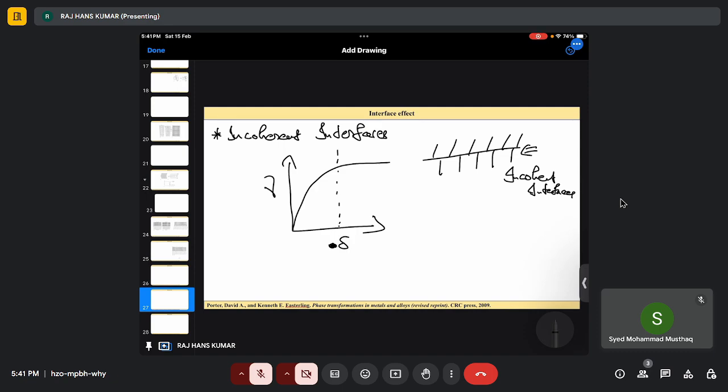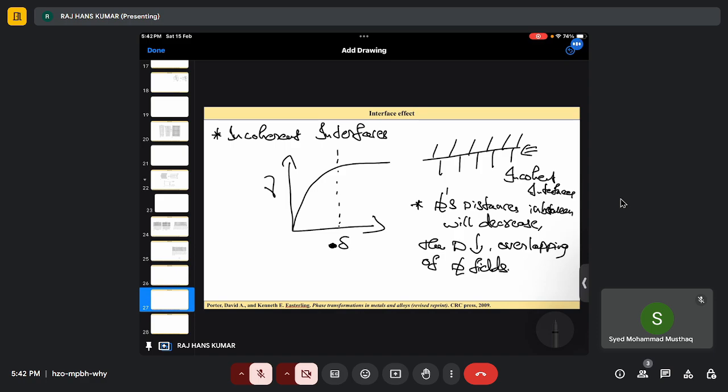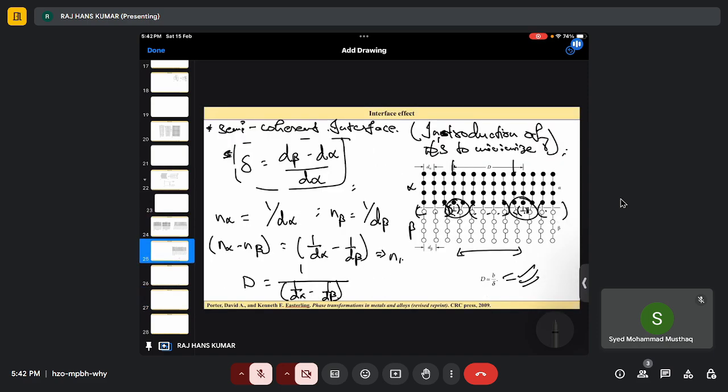Why? Because the distance between dislocations will decrease, right? That means the d will go down, which will result in overlapping of dislocation fields, right? So that's why it will reach a constant value or flatten out. Now, that is all about different interfaces and the surface energies of different types of phases and lattice parameters. We have seen coherent, semi-coherent, and incoherent interfaces, right?